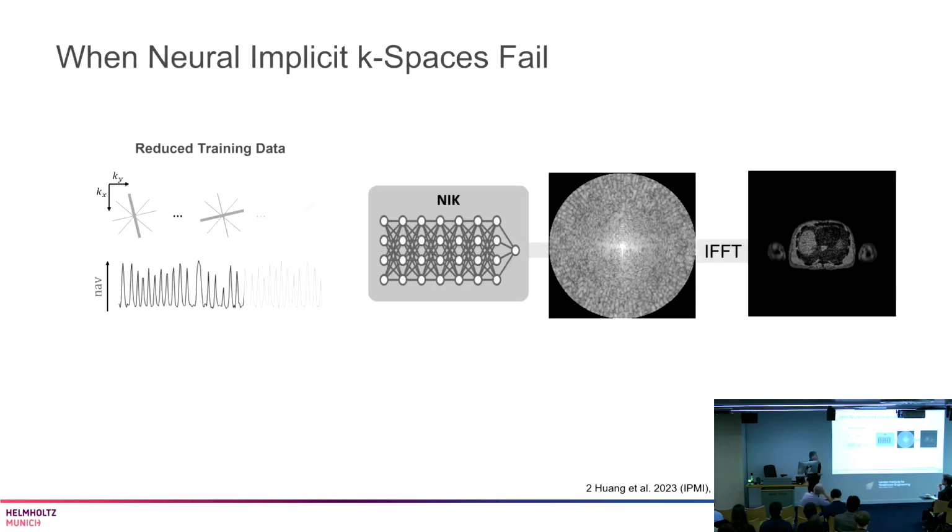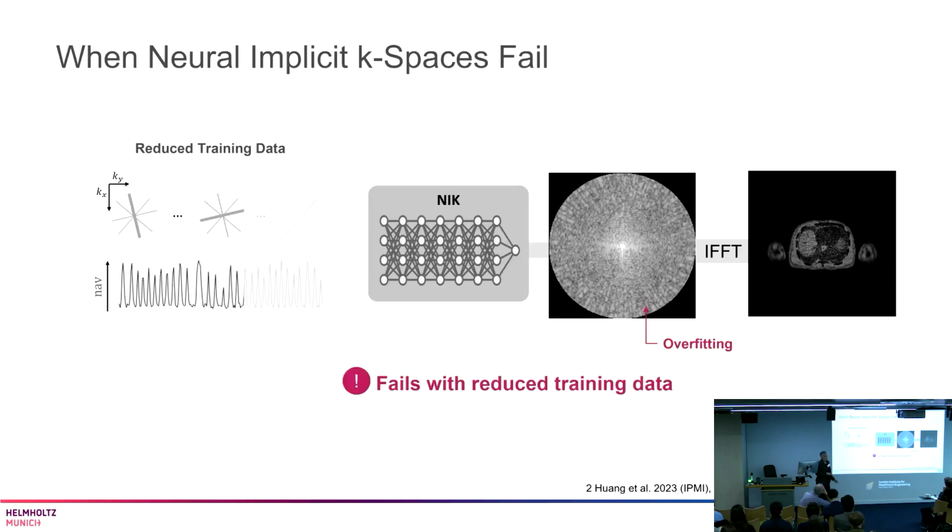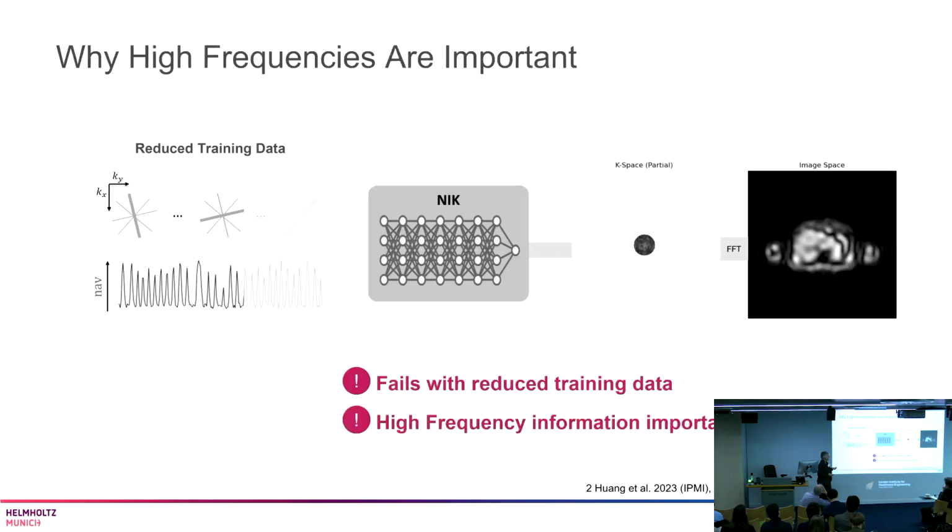We then looked at what happens if we reduce the training data, if we just stop scanning after a shorter time period and throw away some data, right? This kind of temporal undersampling, if you want. And we found that we actually then have overfitting because we just fit to one subject, to one k-space. So it starts failing if we reduce the training data.